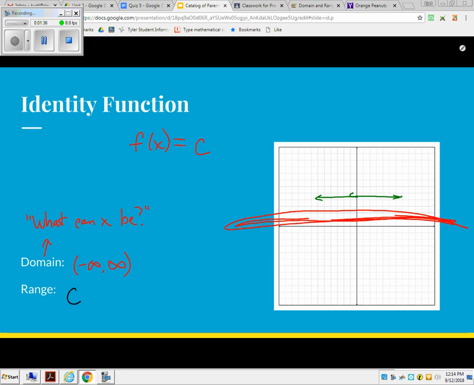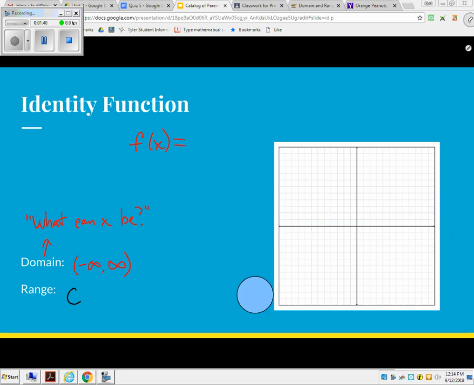The identity function. We got a little bit of erasing to do. So the identity function, what it looks like, we've been talking about graphing straight lines. This is the perfect diagonal line that has a slope of 1 and a y-intercept of 0. And we just call it f of x equals x.